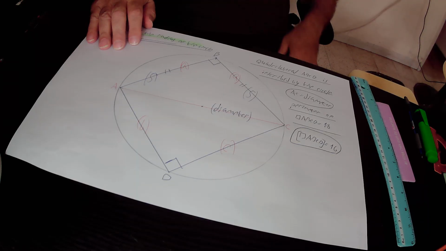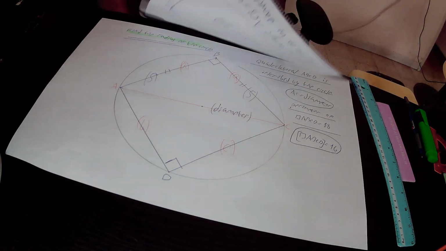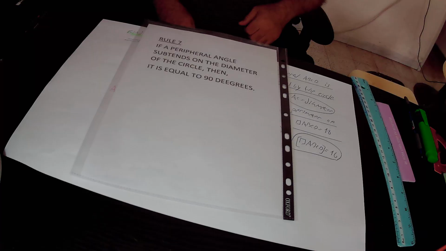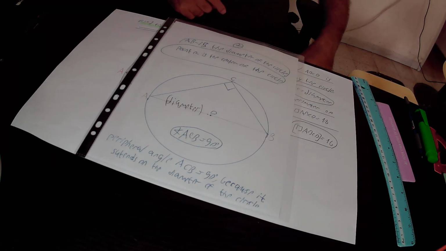So in the next step, implement rule 7 in our drawing. Quickly on rule 7: according to rule 7, if a peripheral angle subtends the diameter of the circle, then it is equal to 90 degrees. So in the drawing, we have a circle.